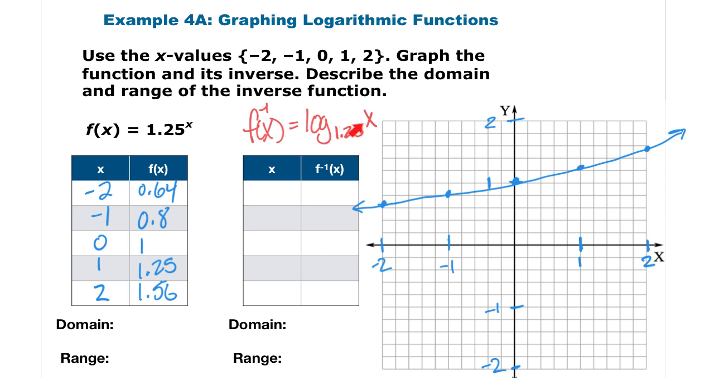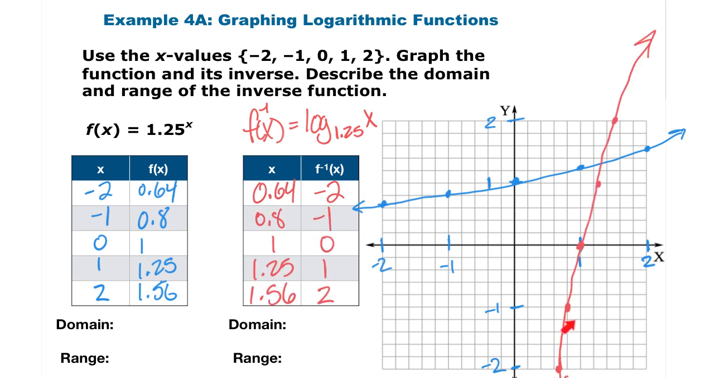Now again, we're not going to do this in a calculator yet with a logarithm, but we know that when we take an inverse, we just flip our x and y values. And so this will be 0.64 comma negative 2, 0.8 comma negative 1. When you graph the inverse, it'll look like this. And just like with any inverse function, the graph is going to be the reflection across that line y equals x. And so we can see that it is reflected.